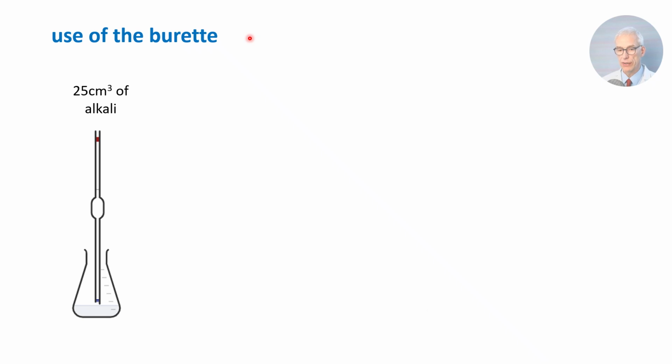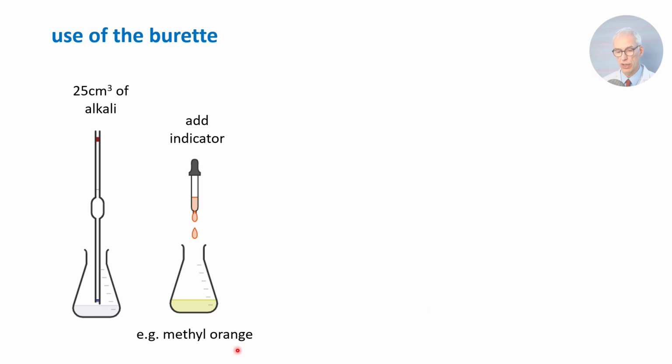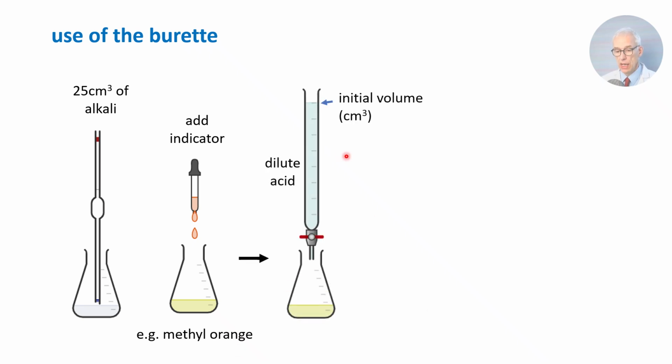So let's look at the use of the burette in a titration, an acid-base titration. We'll take the alkali in the conical flask, 25 centimeters cubed, for example, and add a few drops, 2-3 drops, of methyl orange, for example. Place the conical flask underneath a burette that has been filled with an acid, for instance, hydrochloric acid. One notes the initial volume.